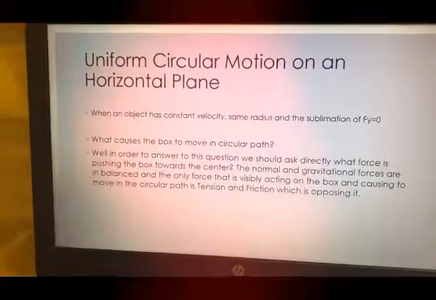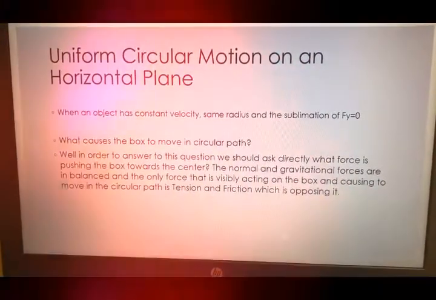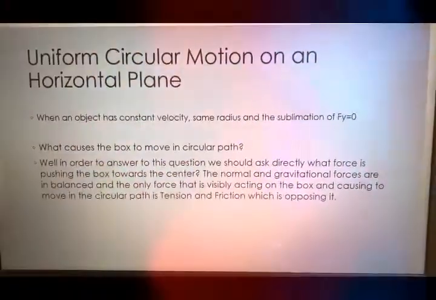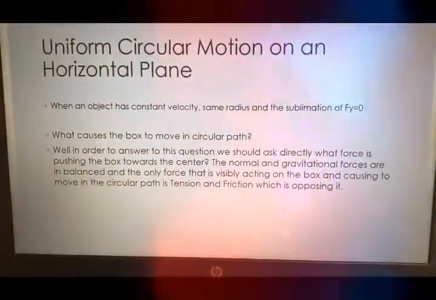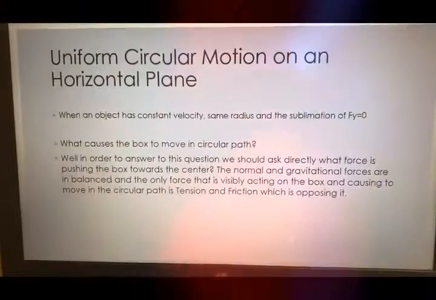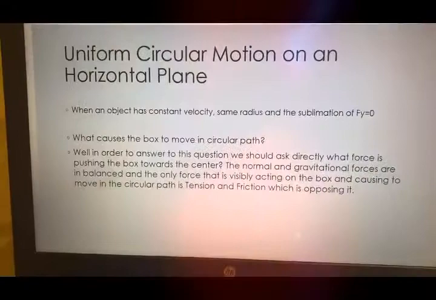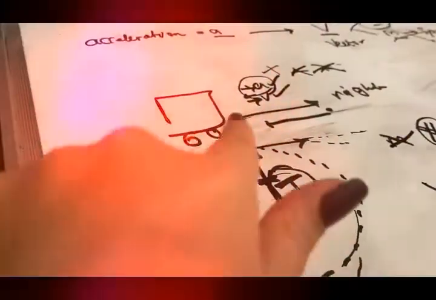Okay, now uniform circular motion on a horizontal plane. When an object has a constant velocity and the same radius, of course F_y is 0, so there is nothing to do on the vertical line or y-axis. What causes the box to move in a circular path? We already explained in our example what causes the box to move in circular motion, but what causes it to move in a circular path?